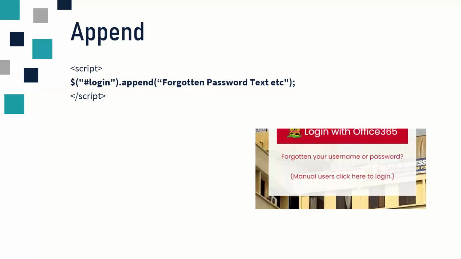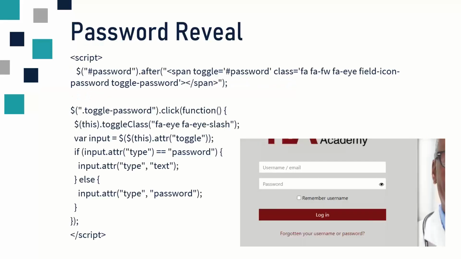The next one maybe that we want to add in some text. You can see we've appended some text here. So we've appended in the forgotten your password text, etc. You can use it to append items to the screen as well. And we can use it for password reveals as well. So we have that ability to reveal some passwords. So if you think of the new Microsoft way of clicking on the little eye and it shows you the password, well, you can use a little bit of jQuery to do that.